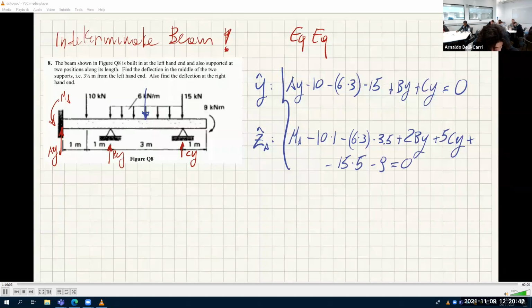Okay, so how many unknowns we have here? 1, 2, 3, 4. This is the second unknown, this is the third unknown. So we have 4 unknowns. 4 unknowns. Ouch. And only 2 equations. So I'm going to call this one equation 1. And I'm going to call this one equation 2.